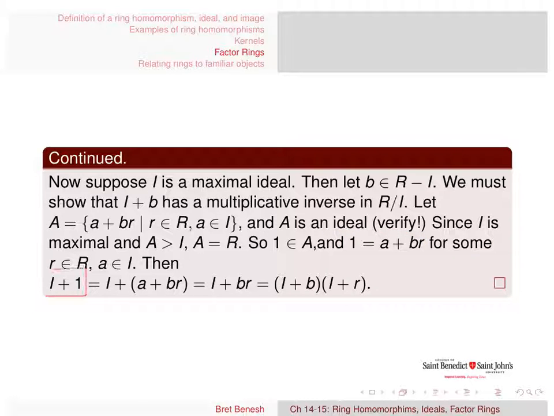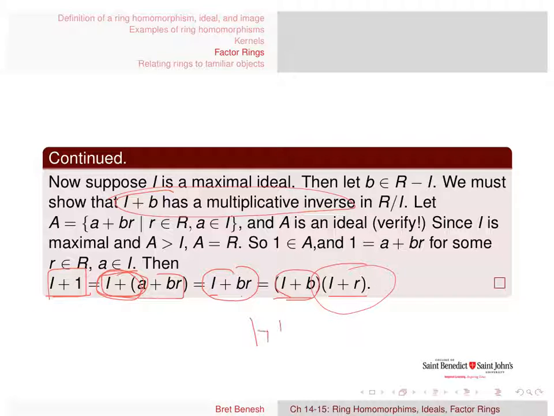Then the unity of the quotient is equal to this, and the a gets sucked in by the coset properties. I get that 1 plus I is equal to I plus b times I plus r. But that means that I plus b has a multiplicative inverse. So I plus b inverse is going to equal I plus r, because when I multiply them together, I get the unity. And we're done. Wasn't that cool? Thanks.